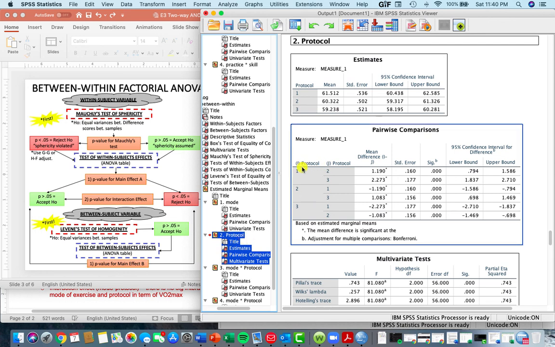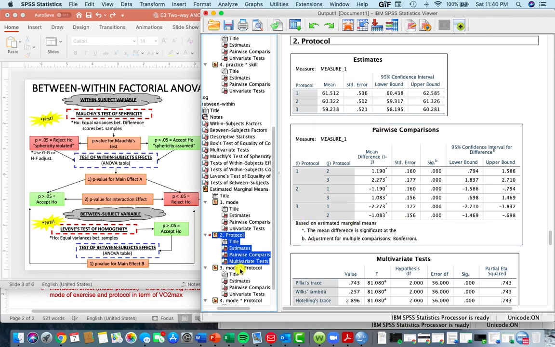Okay, so for protocol, remember our labels. 1 was the Bruce treadmill, 2 was the rowing, and 3 was our cycle ergometer. And then we can see that when we look at protocol alone, independent of the mode of exercise, we had significant differences between each of the protocols.